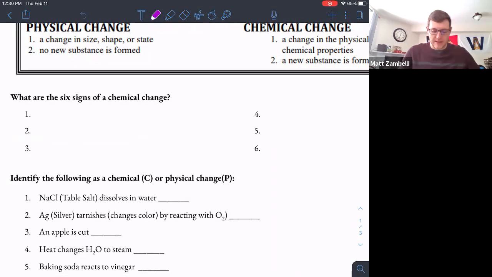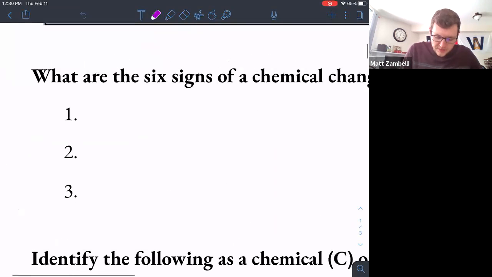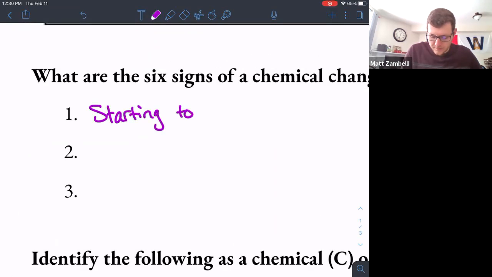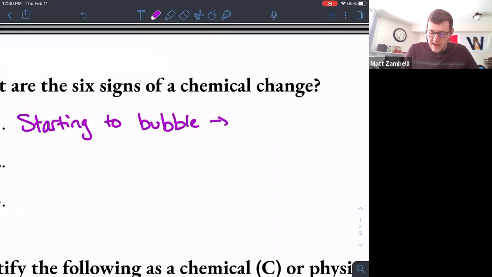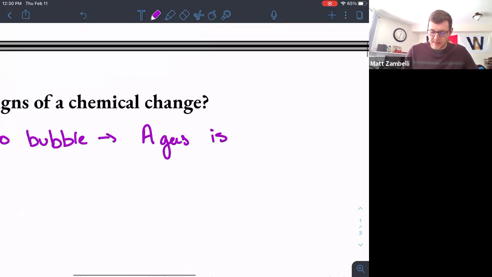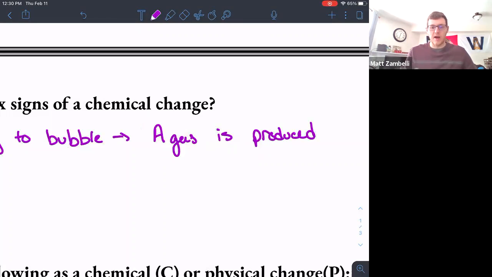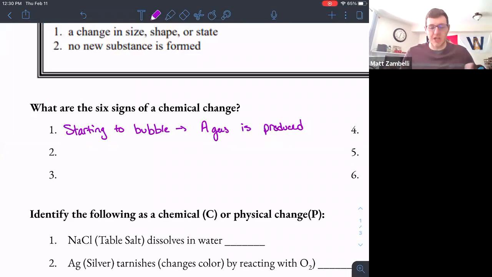Starting to bubble. All right, I love it. We're going to change that a little bit. So starting to bubble is great when we're looking for it, and that's going to be that a gas is produced. All right, perfect. The color, there's a change in color.